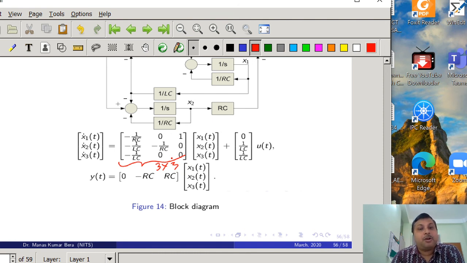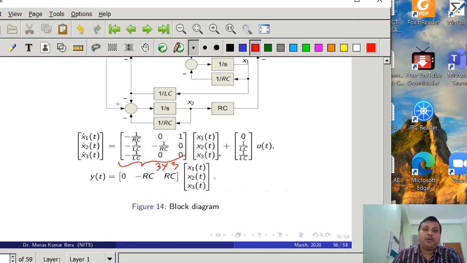Okay, so it is not always the case that if the dimension of the A matrix is 3 by 3, then the system order will be 3. It is wrong. To determine the order of the system, we had better see the characteristic equation of the system, or the input-output relation described by the dynamical equation, that is, the differential equation.